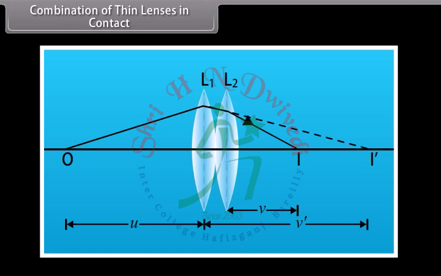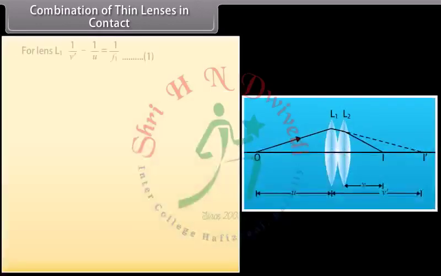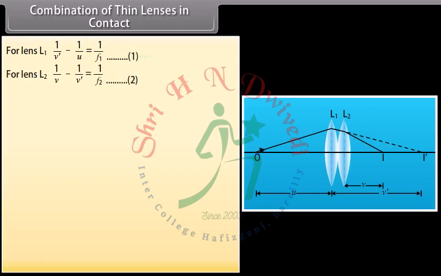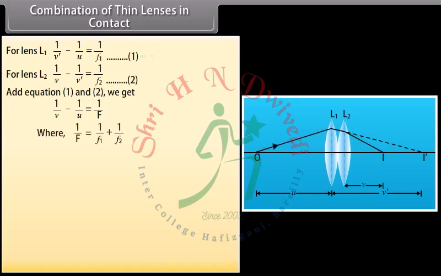That is, I' is the image formed by the first lens, L1, alone. If v' is the distance of image I' from the lens L1, then for lens L1, 1/v' minus 1/u is equal to 1/f1, name it as equation 1. For lens 2, 1/v minus 1/v' is equal to 1/f2, name it as equation 2. Add equations 1 and 2 and we get 1/v minus 1/u is equal to 1/f, where 1/f is equal to 1/f1 plus 1/f2.